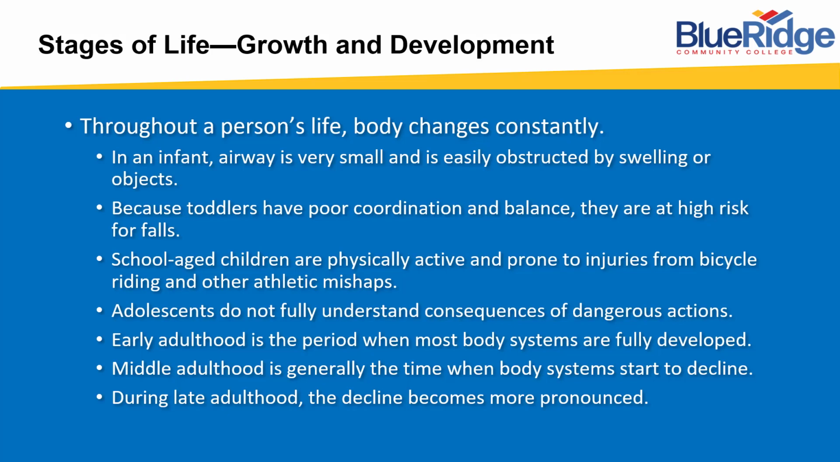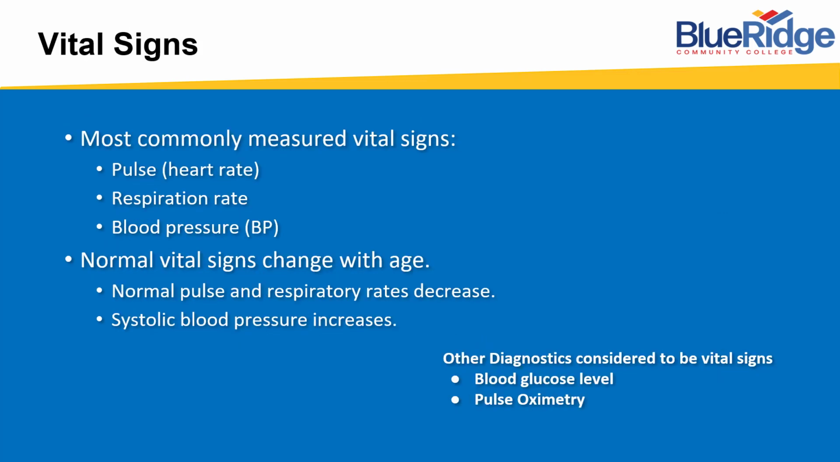Middle adulthood is generally the time when the body systems start to decline. During late adulthood, the decline becomes more pronounced, more apparent, and you feel it at every waking hour. So your vital signs most commonly measured are your pulse or heart rate, your respiration rate, and your blood pressure. Normal vital signs change with age.